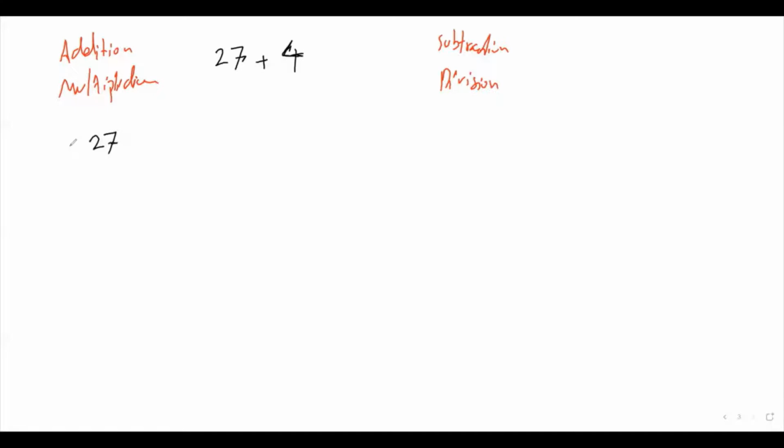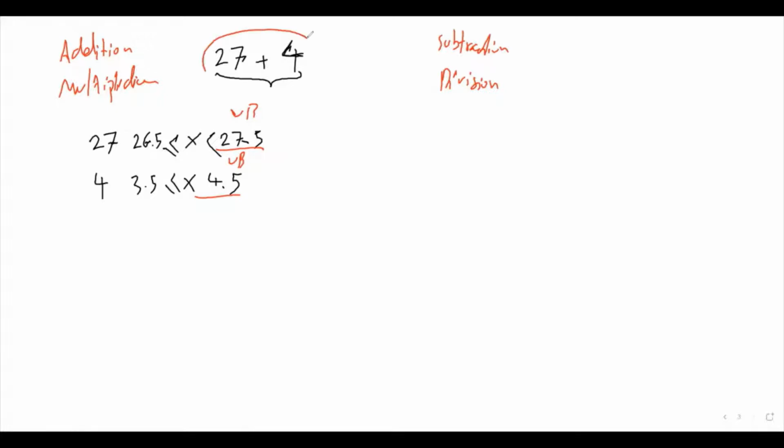27, if it's rounded to the nearest whole number, its upper bound could be 27.5 and its lower bound is 26.5. Same thing for 4. We get 3.5 as the lower bound and 4.5 as its upper bound. Now, if you want to get the maximum number out of this addition, you have to take the upper bound for each number, which is 27.5 and 4.5.